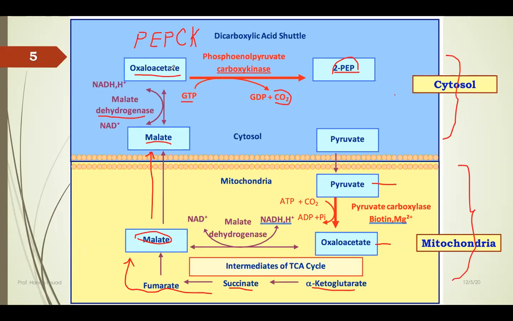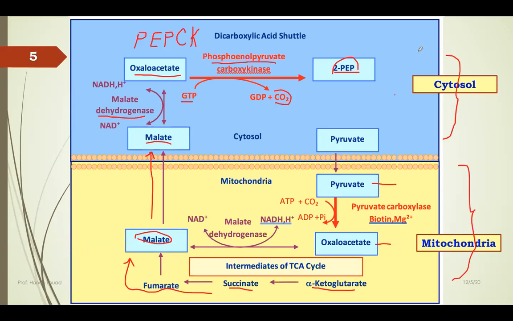Oxaloacetate in the cytosol is subjected to another reaction, by the enzyme phosphoenol pyruvate carboxykinase, PEPCK. This enzyme converts oxaloacetic into phosphoenol pyruvic acid, which is PEP. Phosphoenol pyruvic is a molecule inside glycolysis. By reversal, meaning to go in the opposite direction of glycolysis, we can convert pyruvic acid into glucose, so the body can synthesize glucose from amino acids.